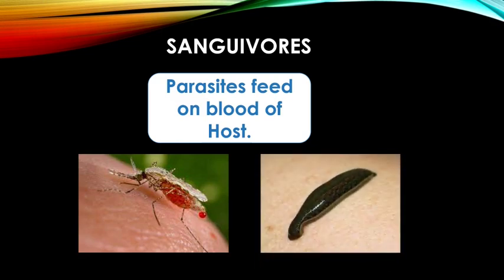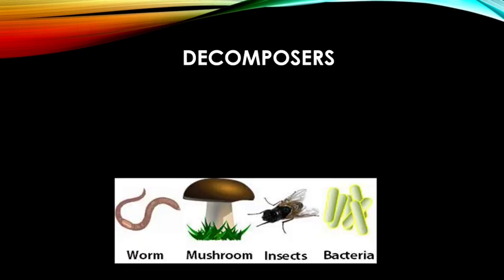Another example of an ectoparasite which is a sanguivore is the leech. Leech usually feeds on the blood of buffaloes or cattle which swim in ponds, but it can even suck human blood. So these are different types.